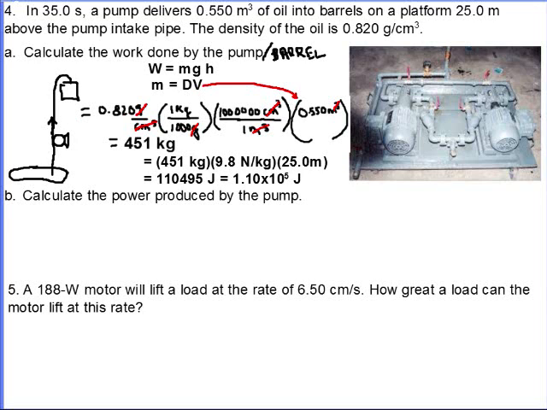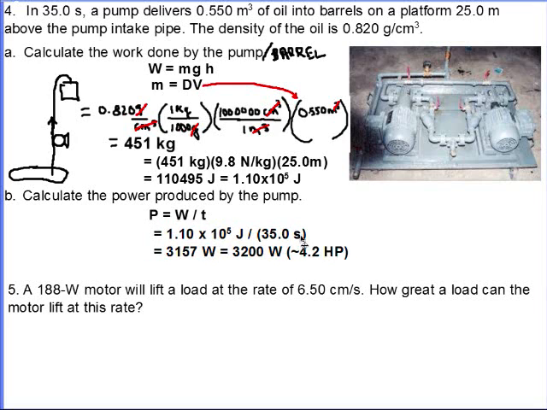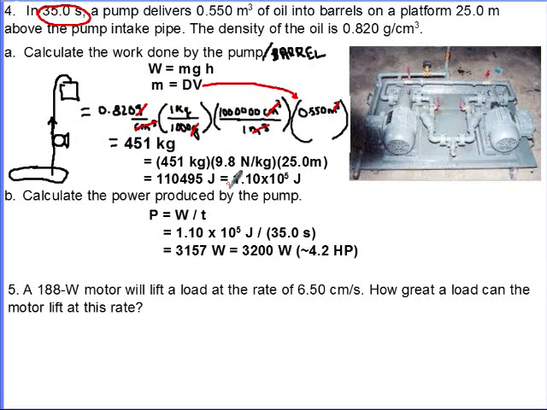Now here I want to calculate the power produced by the pump. And again, I'm going to use power is equal to work over time. This is a fairly easy calculation now that I've determined the work done per drum, or per barrel. In this case, 1.1 times 10 to the 5th joules, and I'm filling a drum in 35 seconds. Again, that was a per barrel idea, and my requirement is that it's 35 seconds to do that. That just means that I have to do work at a rate of about 3,200 watts. That would require about a 4.2 horsepower motor.